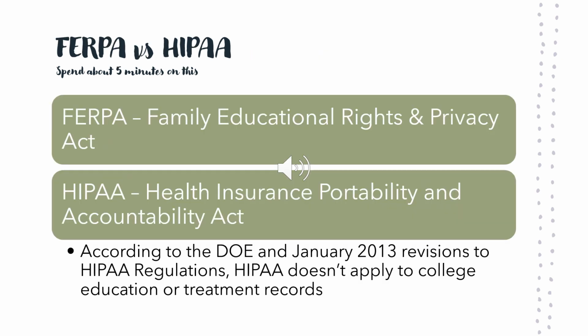Another thing that you may want to start with is making sure that you point out the difference between FERPA regulations and HIPAA regulations. To do this, you should begin by defining both and explaining that students will be dealing primarily with FERPA regulations. FERPA stands for the Family Educational Rights and Privacy Act. HIPAA, on the other hand, is the Health Insurance Portability and Accountability Act. And according to the Department of Education and their January 2013 revisions to the HIPAA regulations, HIPAA doesn't apply to college education or treatment records.